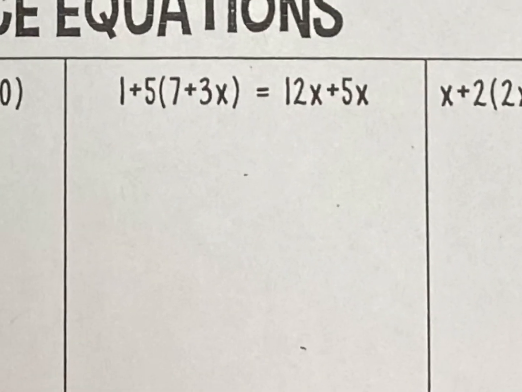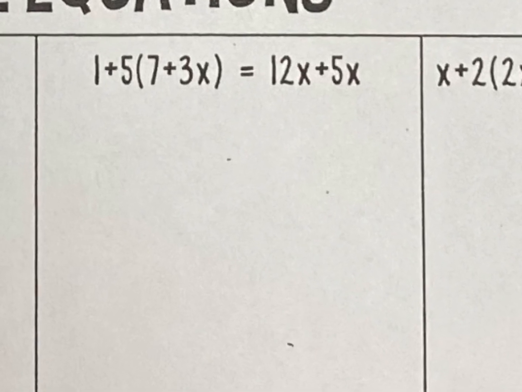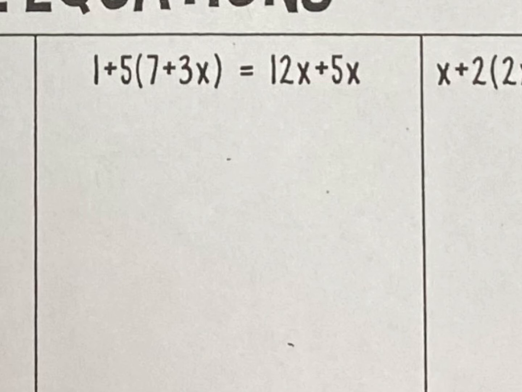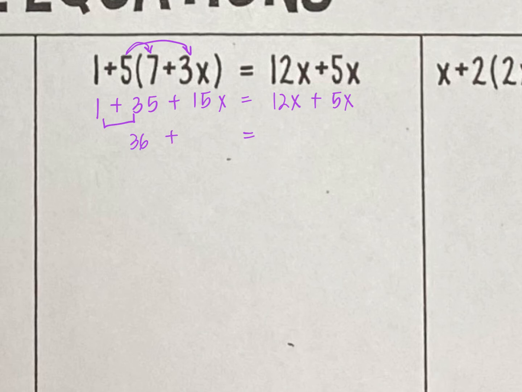Next, problem 3. And here there are no negatives, so this one will be a little bit easier anyway. 5 will distribute here. So 1 plus 5 times 7 is 35. 5 times 3x is 15x. And that equals 12x plus 5x. Nothing to distribute there. Now we'll look for like terms. So 1 plus 35 is 36 plus 15x. And 12x plus 5x is 17x.